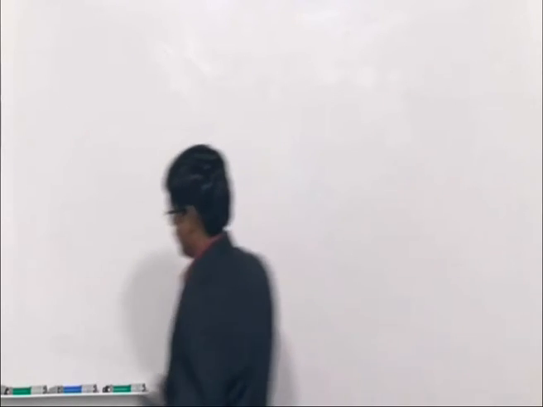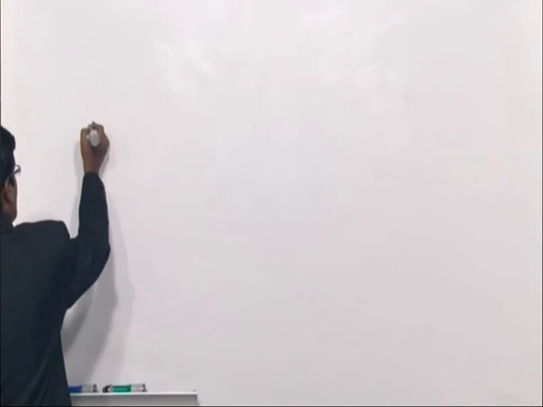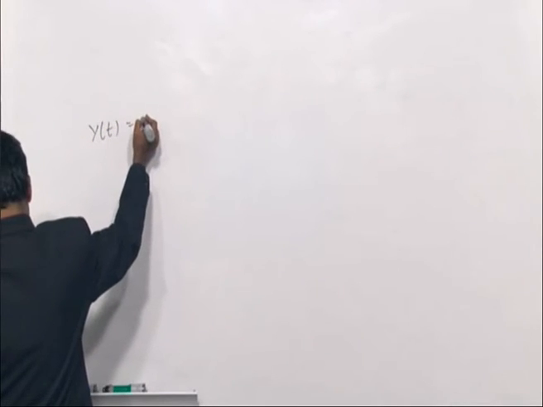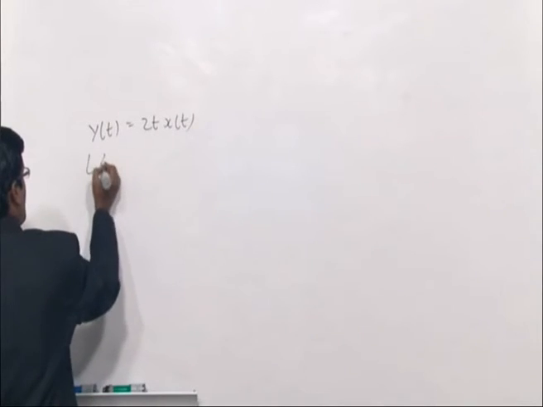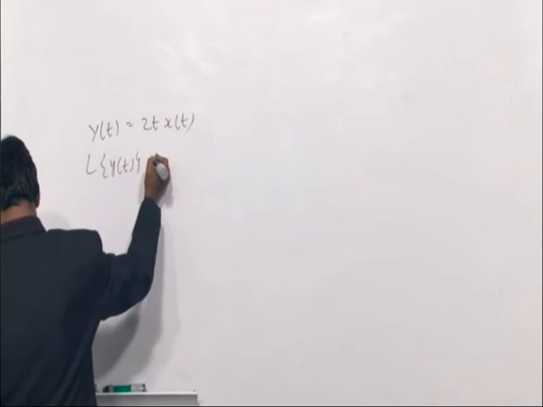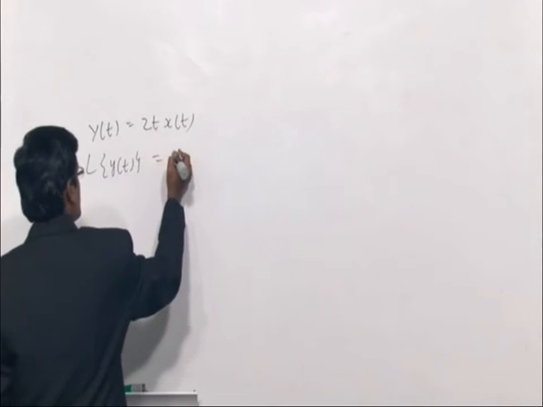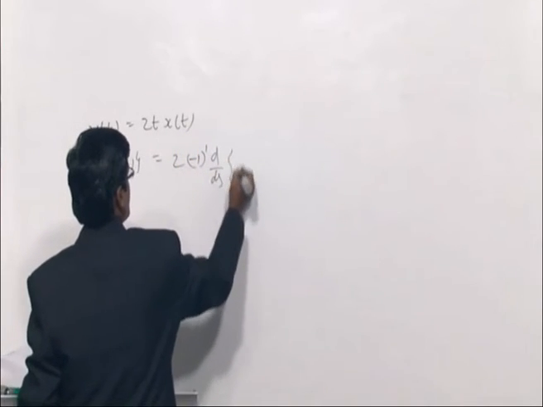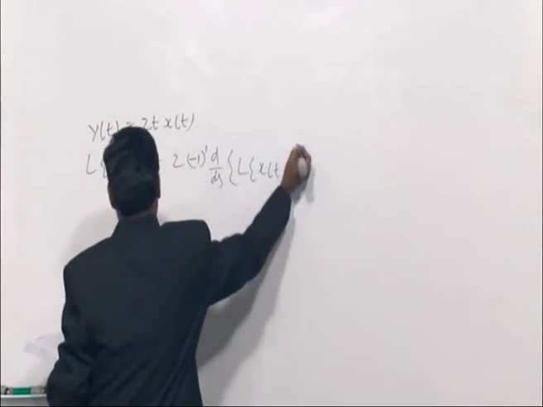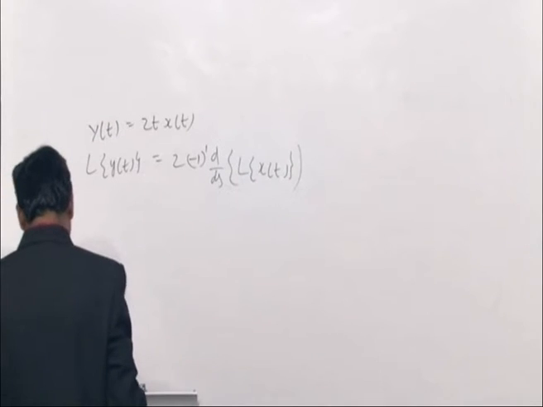Next one, 307, question number 13. Y of t is equal to 2t x of t. So L of y of t is equal to 2 times minus 1 whole power 1 d by ds, Laplace transform multiplication by t, L of x of t, okay.